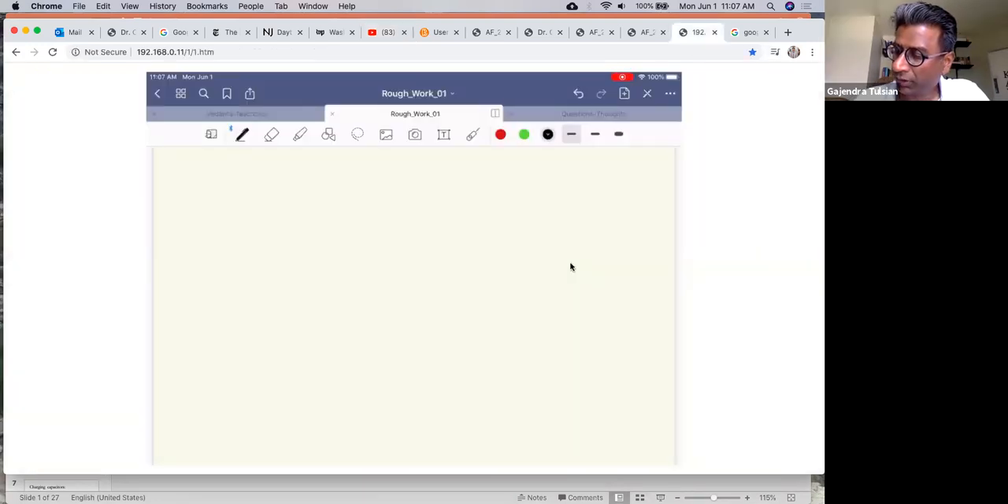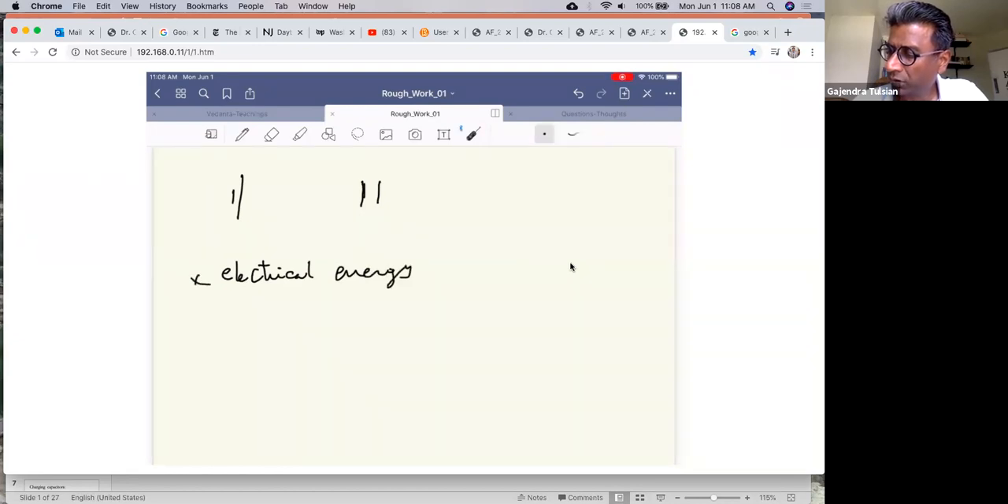They both store electrical energy. So the question is, what's the difference between these two guys? This guy stores electrical energy, this guy stores electrical energy as well. The difference is the following. This guy releases his energy very slowly.